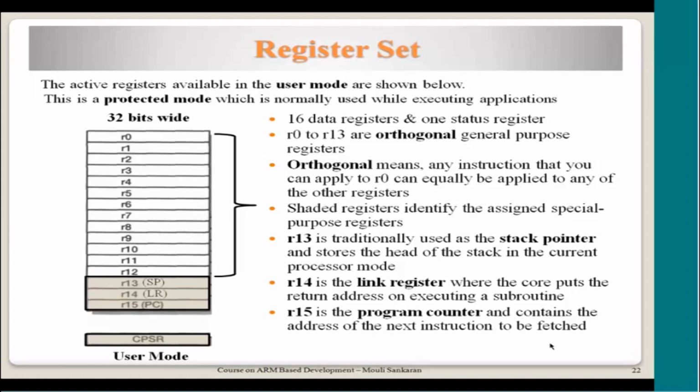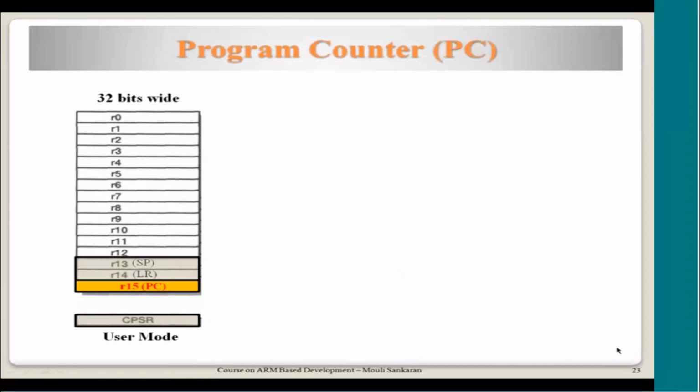R15, as I mentioned, is the program counter, where the next instruction to be fetched is always pointing. So R15 is pointing at the instruction to be fetched from the memory. Now CPSR is the current program status register. Let's see what it contains later on.